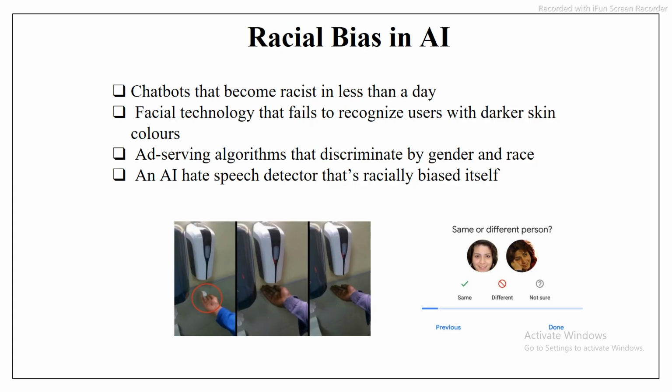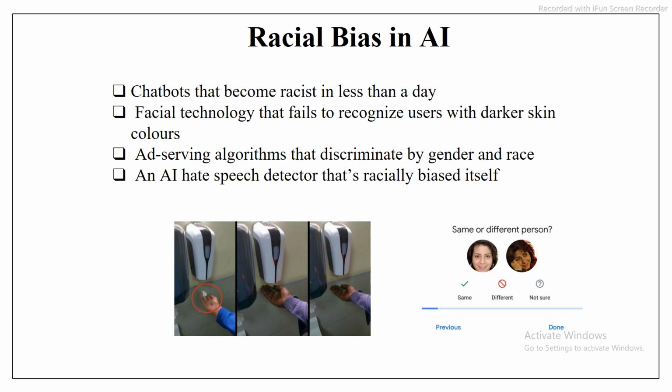Okay, so there is something called racial bias in AI systems. Racial bias means, for example, a chatbot that becomes racist in less than a day. If you interact with a chatbot, you may see some kind of racist reply. These are some of the biases.